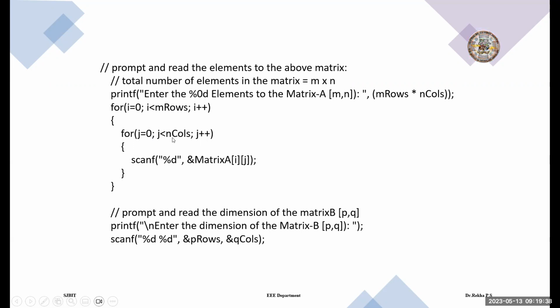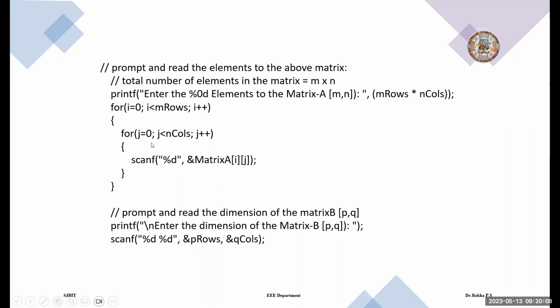If the conditions are satisfied, then it will execute the scanf statement. The scanf function is reading the values, whatever the user entered, into matrix A. So first the value of i is 0, j is 0, so 0, 0. The first value, whatever the user enters, will go and be set in matrix A of 0, 0.